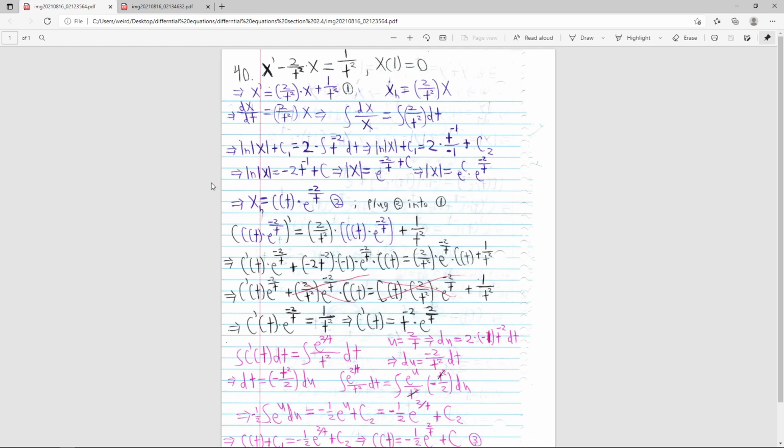Does that make sense? Eventually you can simplify further because you have natural log on the left hand side, so you raise both sides to the e power. The absolute value is cancelled like normal. We have c of t times e to the negative 2 divided by t power, and that is our final thing.